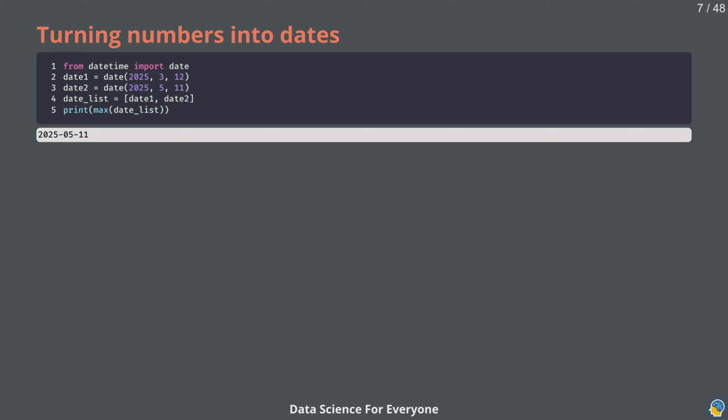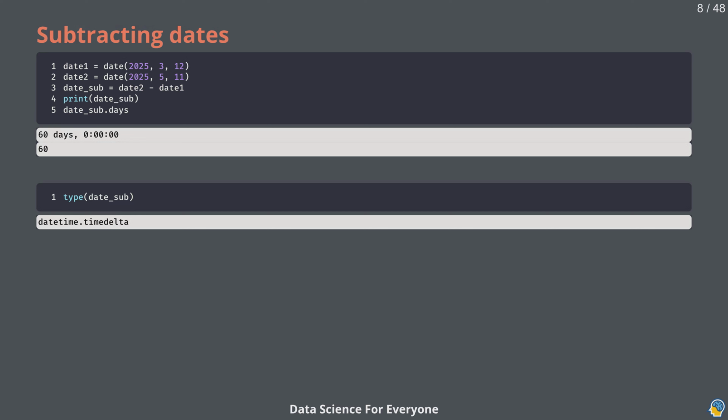Now let's switch from numbers to dates. We'll use the date class from Python's DateTime module. We create two date objects. We can then put this into a list and use the max function again. If we call the max function, we get the latest date. In this case, it is May 11, 2025.